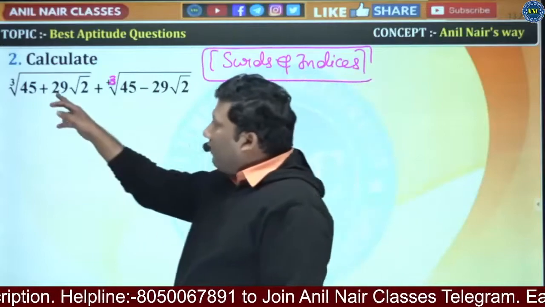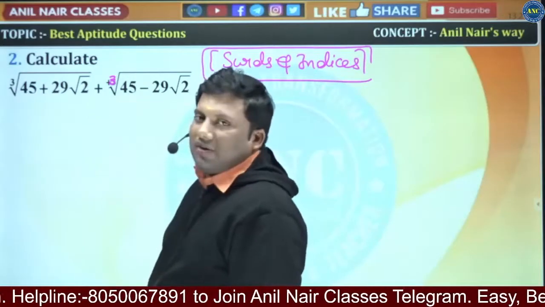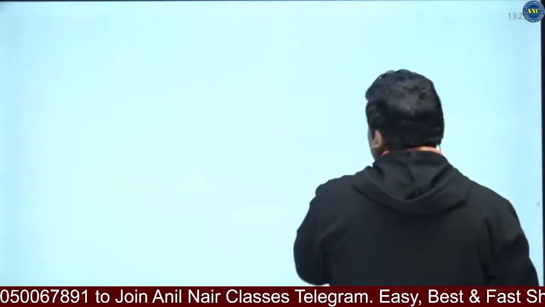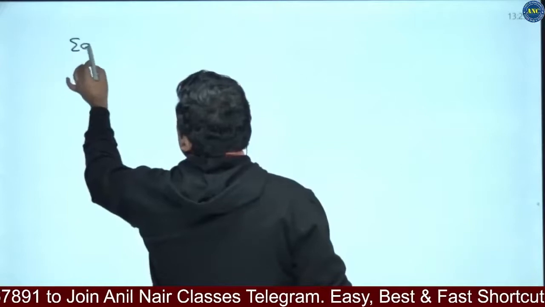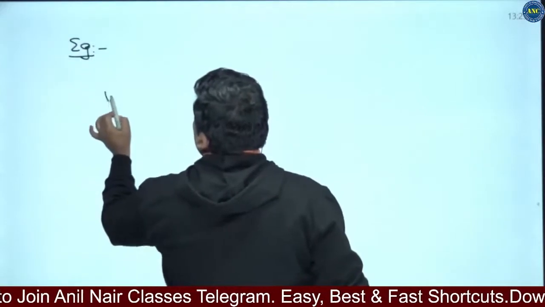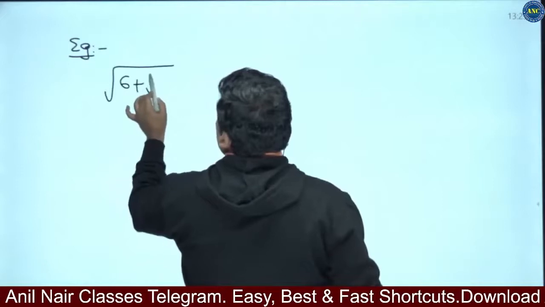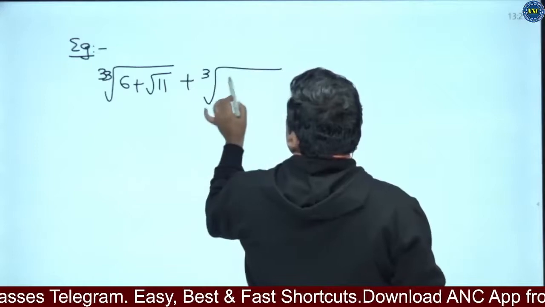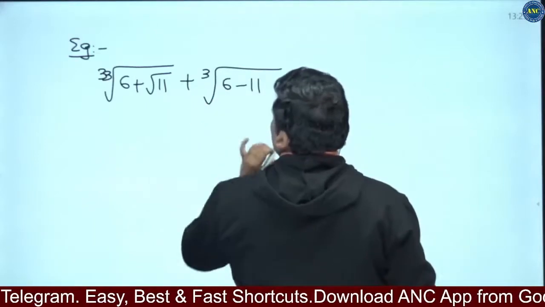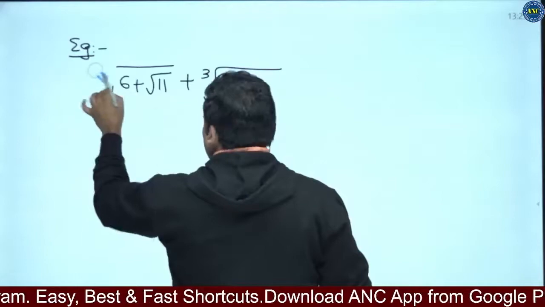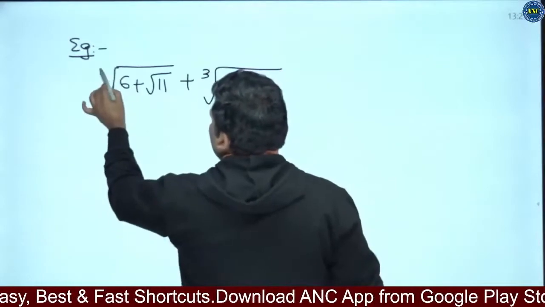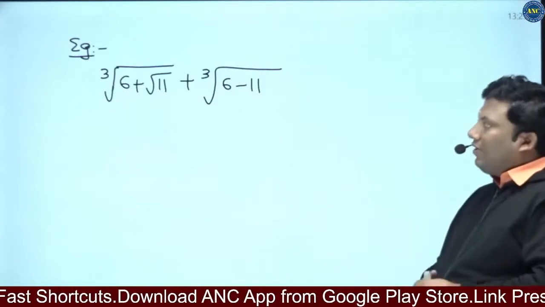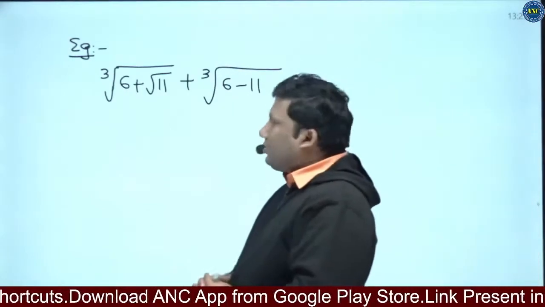First thing is, the value given inside it is a larger value. If it is a smaller value, for example, the cube root of 6 plus root 11 plus the cube root of 6 minus root 11, I will tell you how to do it when it is a smaller value and how to do it when it is a larger value.